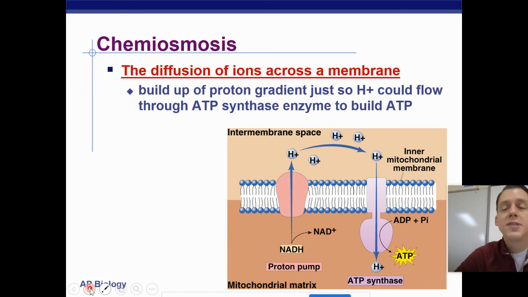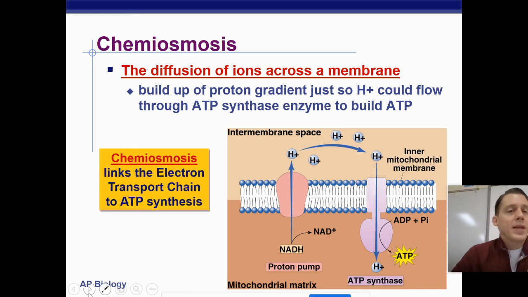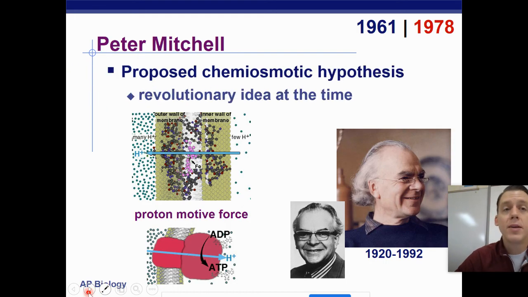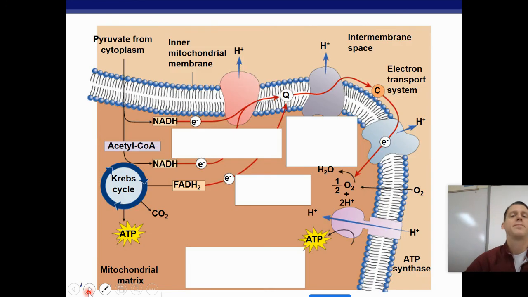A term you should know is chemiosmosis. Chemiosmosis is the diffusion of ions across a membrane. So this builds up a proton gradient and then allows for the diffusion of those hydrogen ions through the ATP synthase. That is chemiosmosis, the osmosis of chemicals or ions. So chemiosmosis links the ETC to the ATP synthase. And that's the point. This was discovered by Peter Mitchell. This model was proposed by him in the 60s. He won the Nobel Prize.